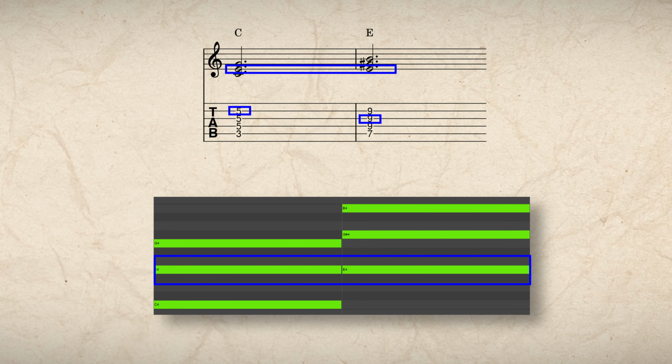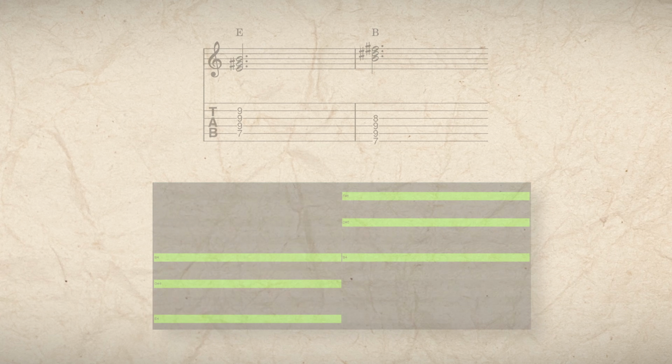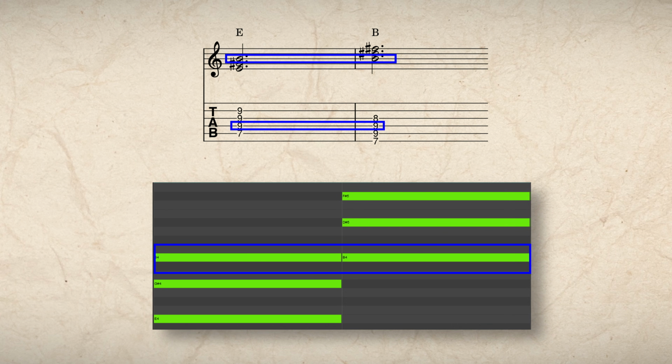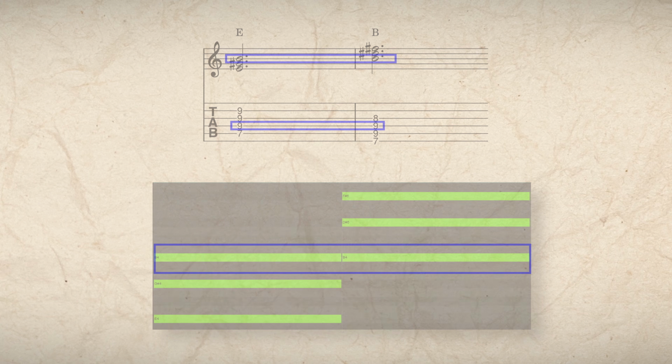By playing the E, you will create a smooth connection between these chords. And also between the E and the B major, you can play the B, because they both have the B in common.